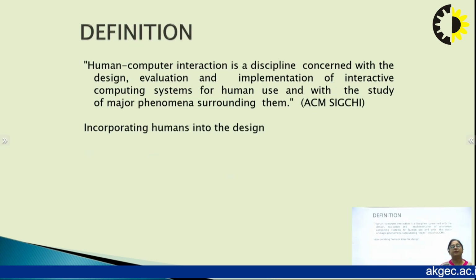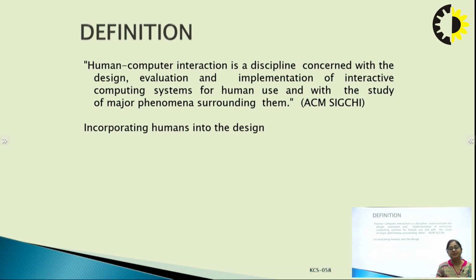So what is the definition of HCI? Human computer interaction is a discipline concerned with the design, evaluation and implementation of interactive computing systems for human use, and with the study of major phenomena surrounding them. So basically, human computer interaction is the complete discipline concerned with the design, the evaluation and the implementation of interactive computing systems.